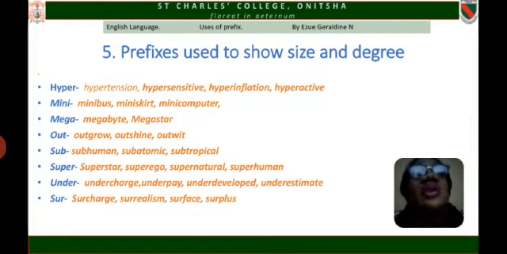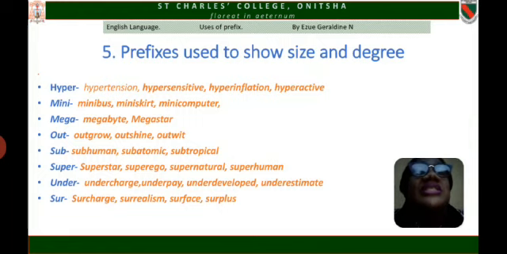Then we also have out as a prefix that shows size. We have outgrow, outshine, outweigh. It shows the size or the degree. Then we have subhuman, subatomic, subtropical. These are prefixes that show size. Then prefixes can show that we have superstar, superego, supernatural, superhuman. It shows that this is above ordinary.